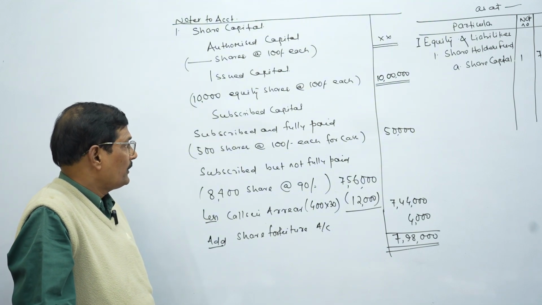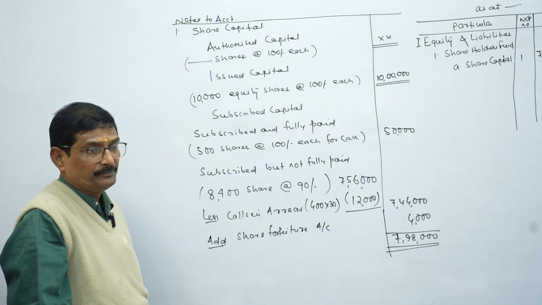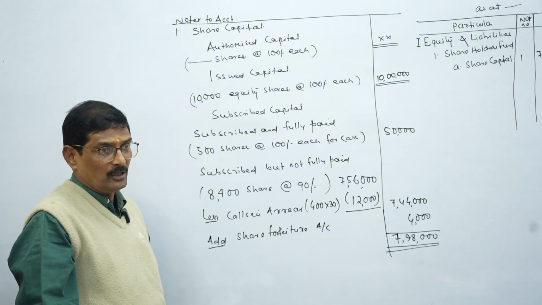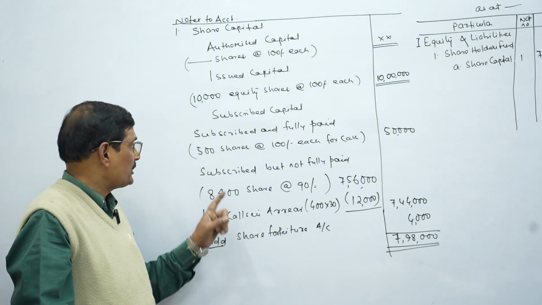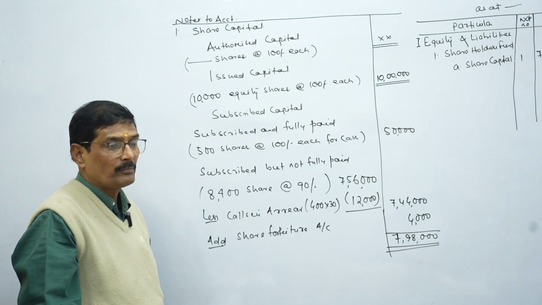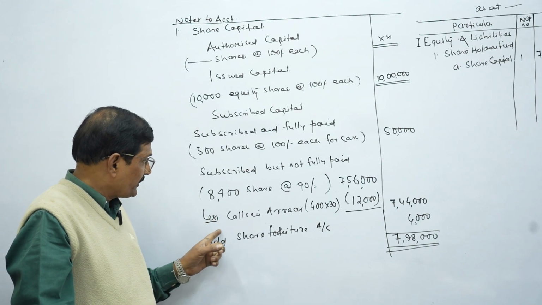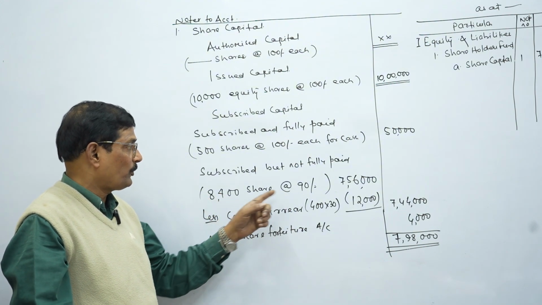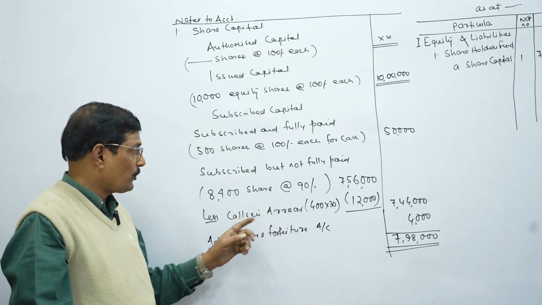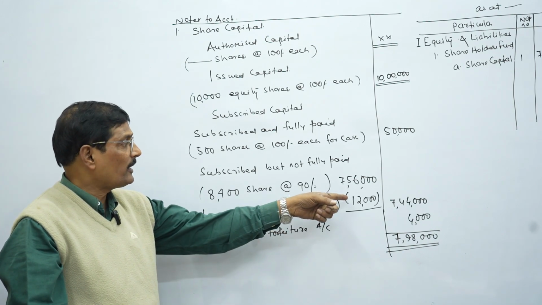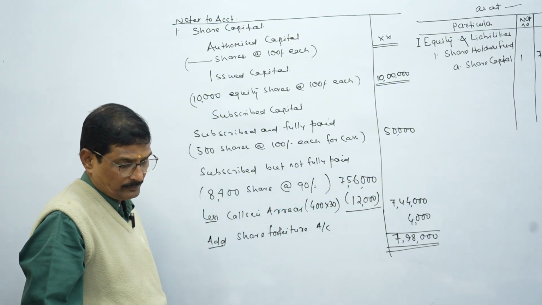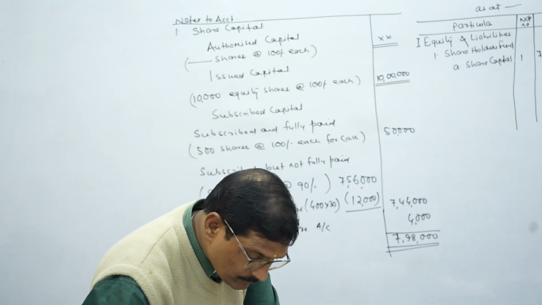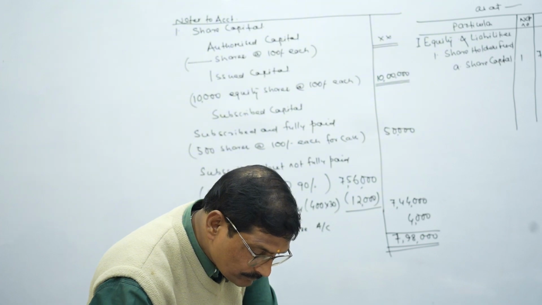Subscribed but not fully paid. We have issued only 9,000 shares. Out of 9,000 shares, 600 shares were forfeited. So 8,400 shares. Out of 600 shares, 500 shares were reissued as fully paid. I've deducted it. Subscribed fully paid, total called up amount is how much? 8,400 into 90. Out of which 400 shares they have not paid. What is in arrears? So this is the amount you have received. Complete.